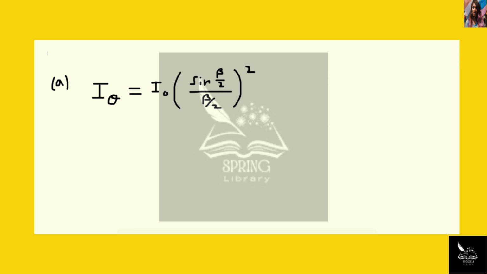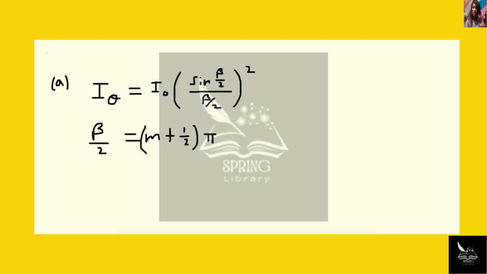Beta is the phase difference between the waves from the top and the bottom of the edge of the slit. So the value of the sine of beta over 2 is maximum at the following values of beta over 2, where beta over 2 is equal to m plus 1/2, all multiplied by pi. Again, m is 1, 2, and 3, giving the order of the diffraction pattern.